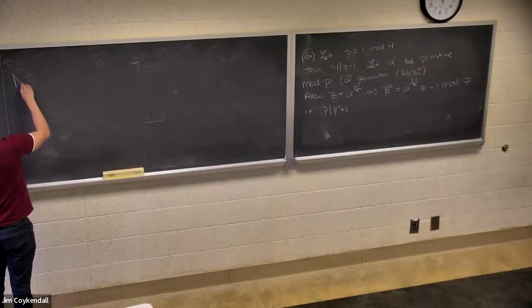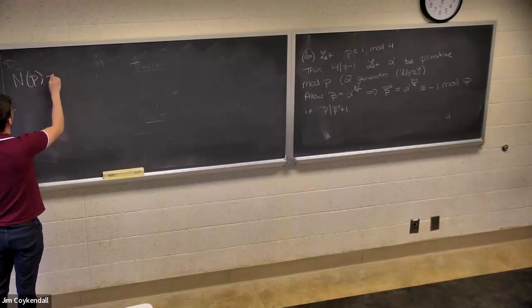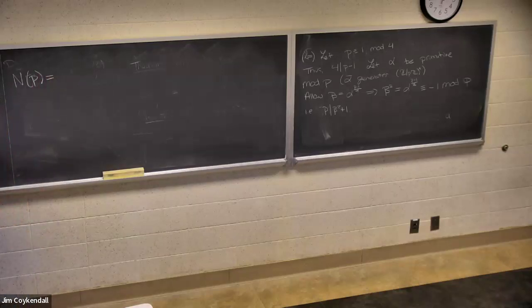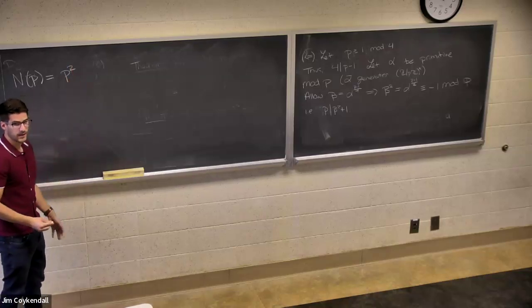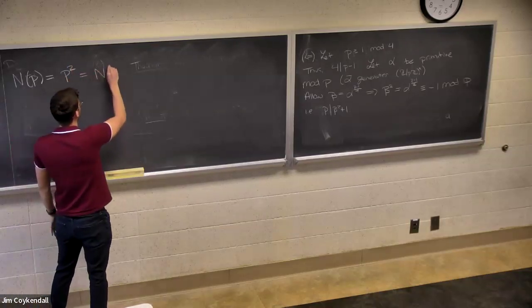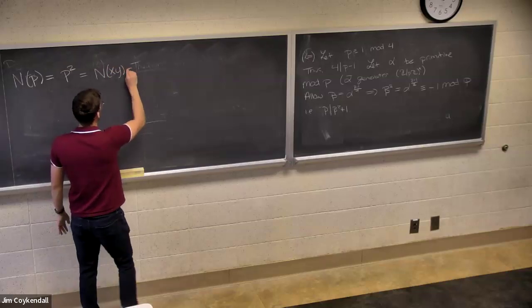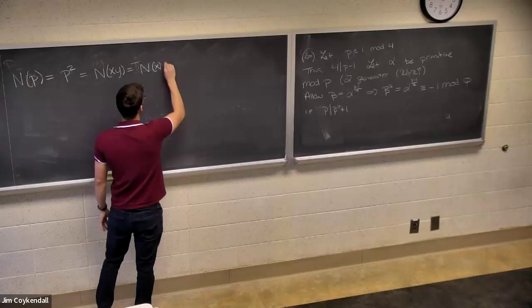Well, refresh ourselves. What's the norm of p in here? Field norm, Q adjoin i. p is rational, right? So what are its conjugates? Just itself. So we have a dimension 2 extension. So the norm of p, it's just p squared, right? But the norm is multiplicative. So this is the norm of xy. This is the norm of x times the norm of y.